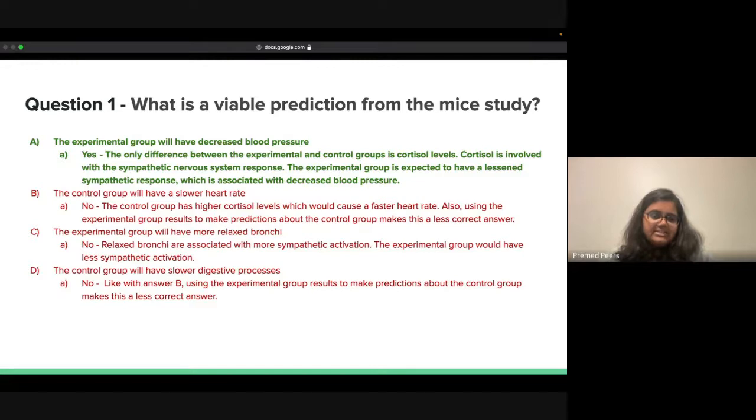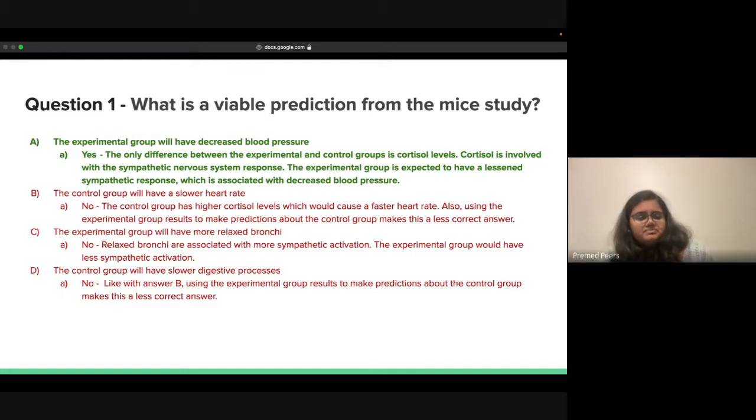B is not correct because the control group has higher cortisol levels, and that would cause a higher, faster heart rate. We'll get into this with the later option, but right now we're using the experimental group to understand what the implications are of removing the cerebellum. And so this question is focusing on the experimental group and not necessarily the control group.